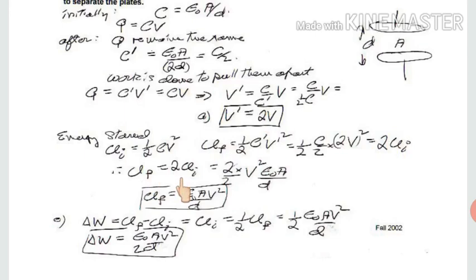Now in place of UI, we will write half CV square. Okay, so this 2 we have written as it is. In place of UI, what we have written?